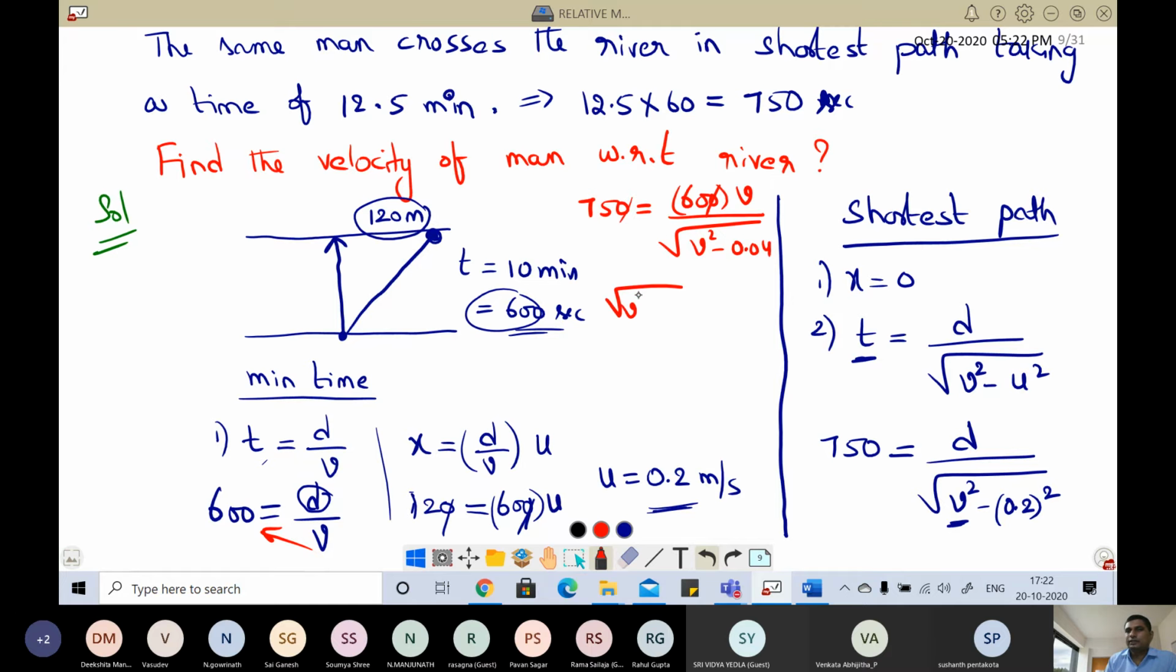First, v square minus 0.04 is equal to v into 60 by 75. Correct? 60 by 75. Now if you square on both sides, you will get v square, and if you calculate this, you'll get the answer. That answer is equal to 20 meters per minute, because they gave in terms of minutes. Finally, we should express in terms of minutes. Okay, this is the final answer.